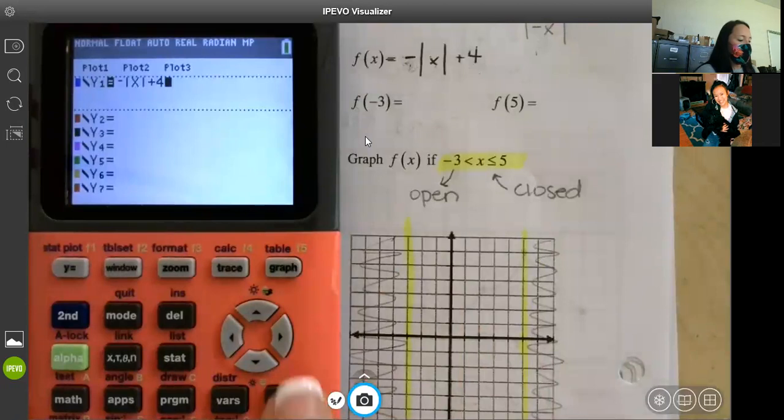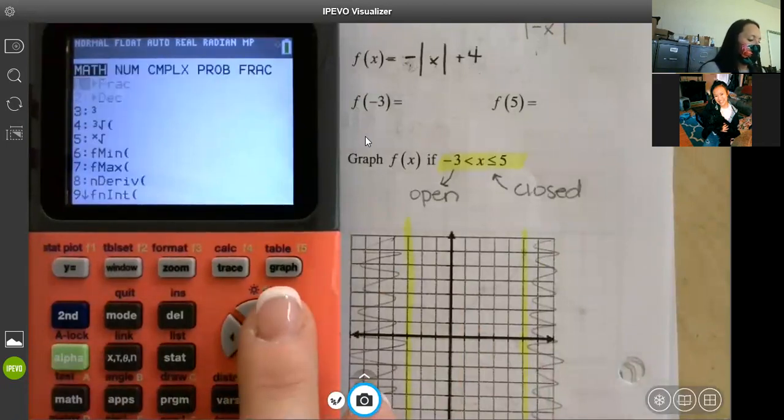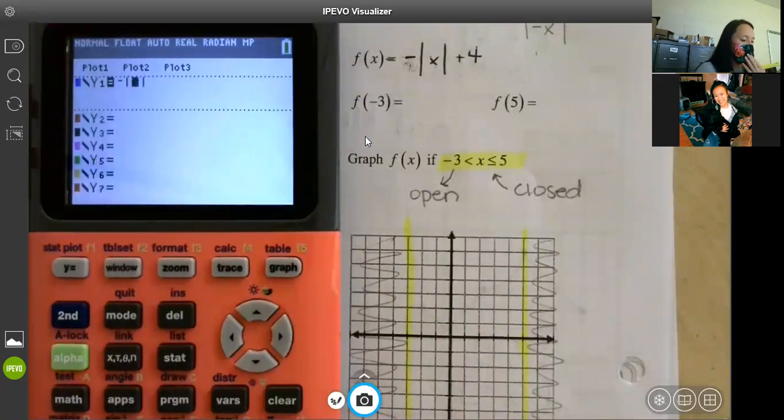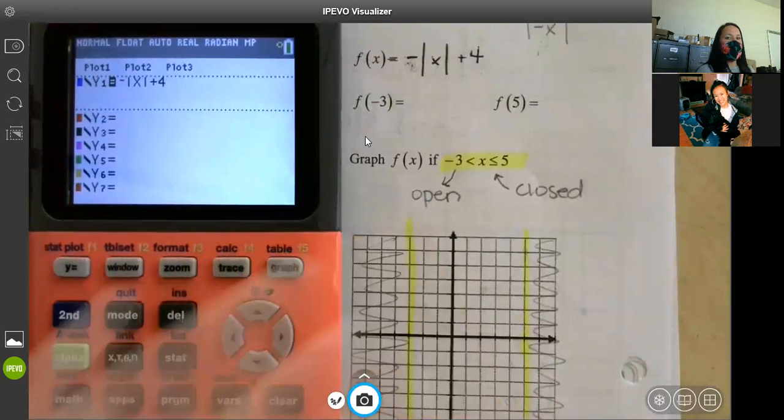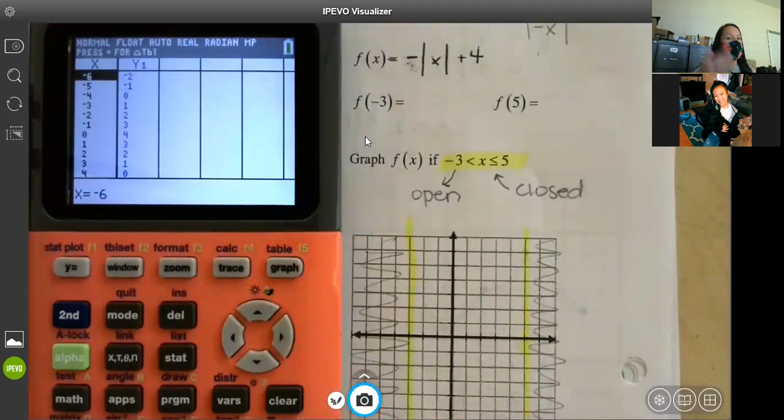Okay. I'm going to do it one more time just so you guys have it. A negative, you go to math, over to num, absolute value, you're going to put your x in, and then get out of that, +4. We're going to go to our table. Our table is second and graph. And we're looking for -3 to 5.